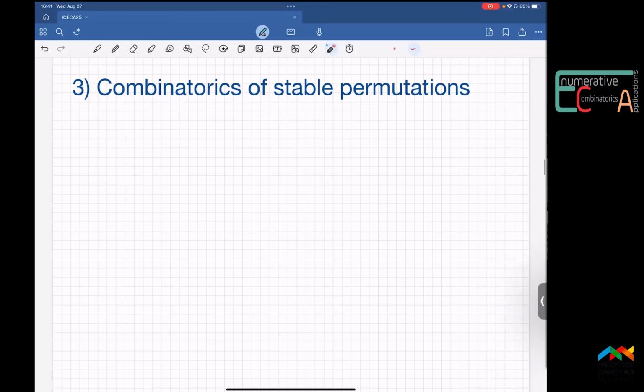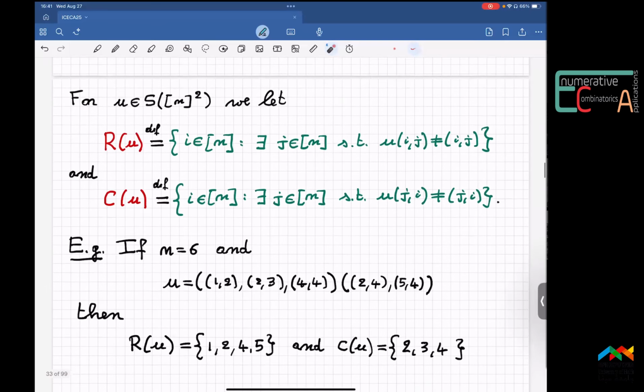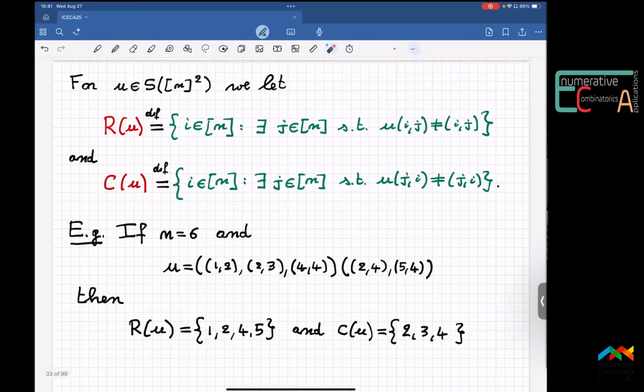So, combinatorics of stable permutations. Most of the results I'm going to talk about today are for S_{n²}. We have results also for more general t, but there is no question that S_{n²} is hard enough.